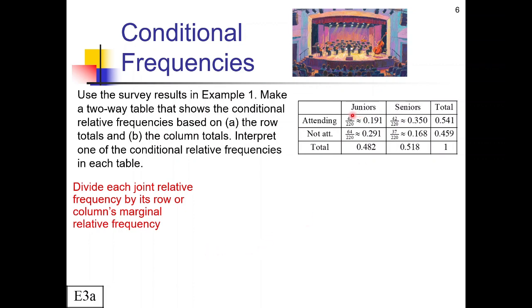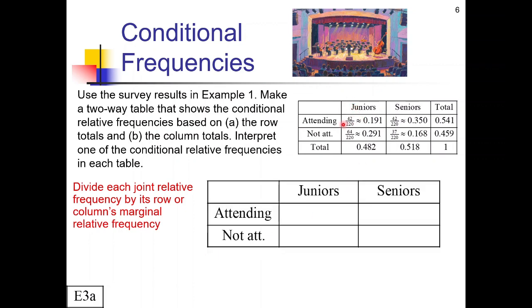All right, so we'll start with the top left here. So I'm going to take 0.191 and I'm going to divide it by 0.541 because again I'm doing this for the rows first. This is what they asked us to do in part A.